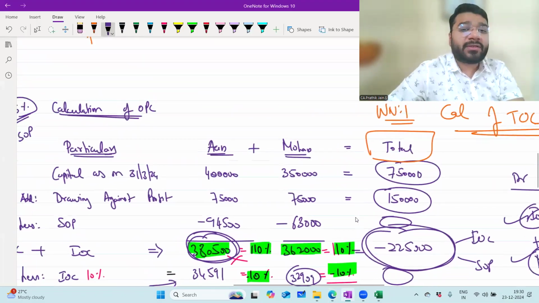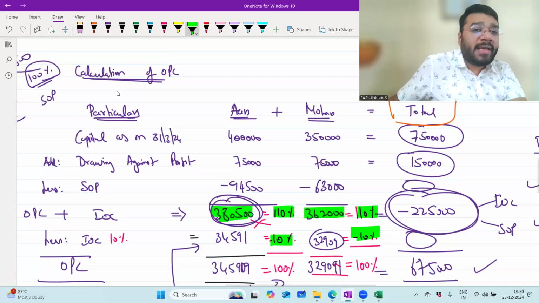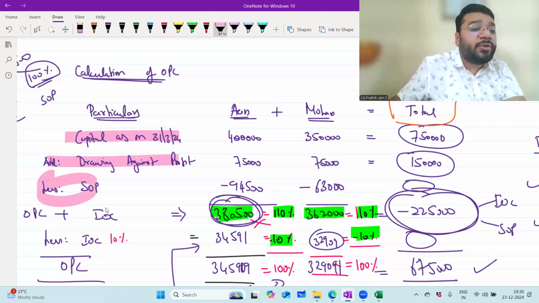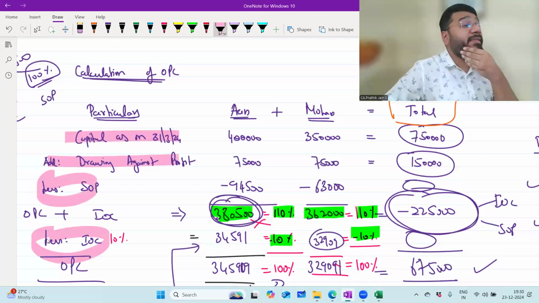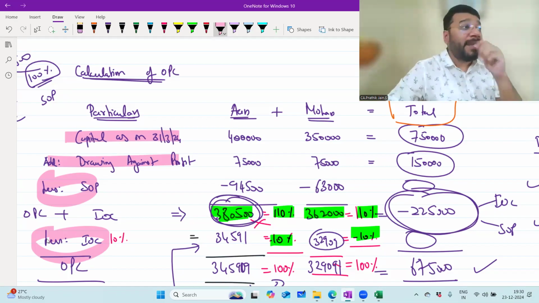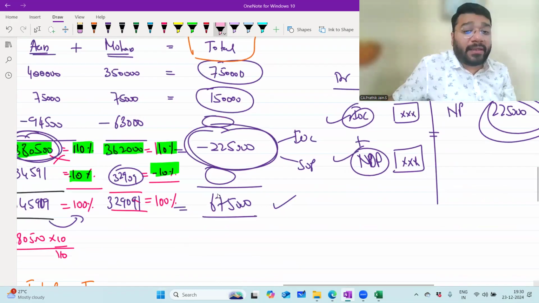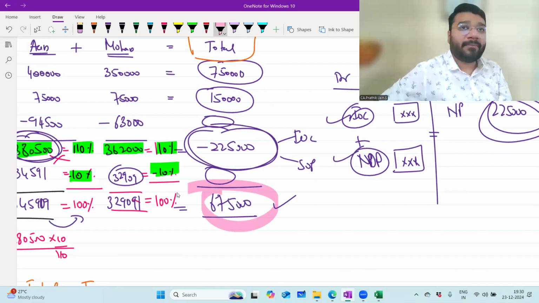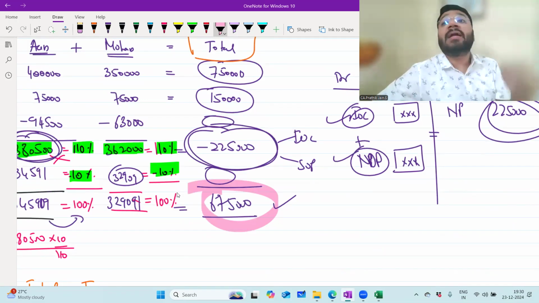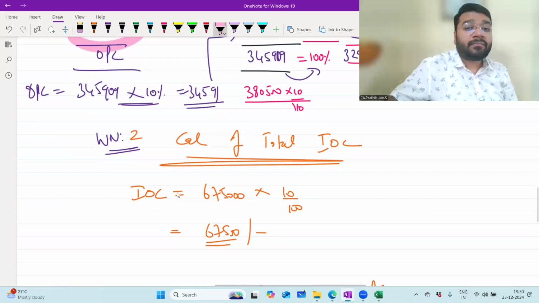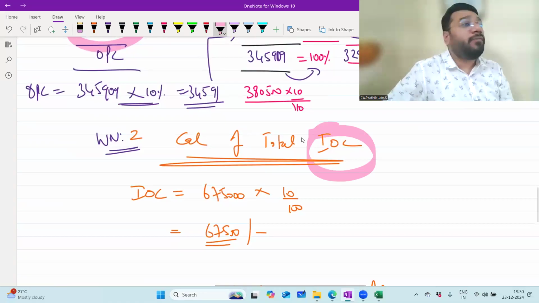To sum up, we started with this question. We recorded the individual closing capital and the individual drawing, but we could not find out the individual share of profit and individual IOC. So what is the next step? To prepare working note 1. But instead of getting the opening capital individually, we got it cumulatively. We added everything and got the total opening capital. That was our first step. Working note 1 calculates the total opening capital because we couldn't get the individual opening capital. Once we had it, we multiplied it by the interest on capital percentage and got the total interest on capital. So the second working note is the calculation of total interest on capital.